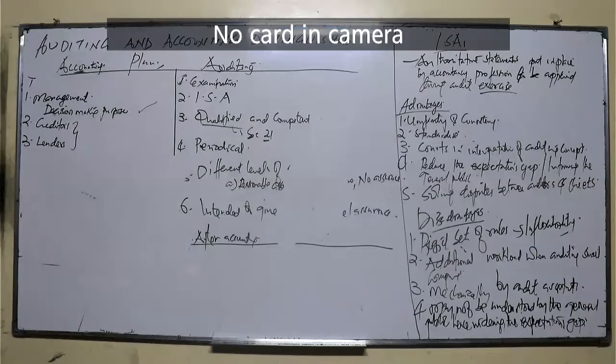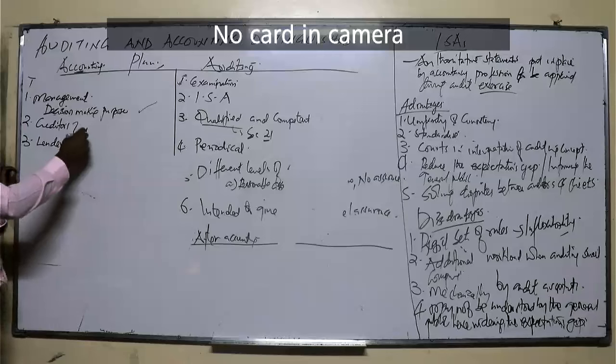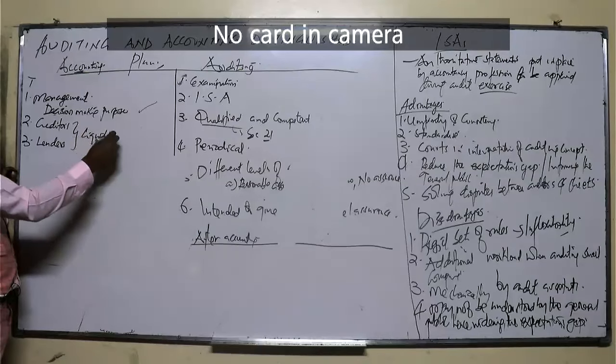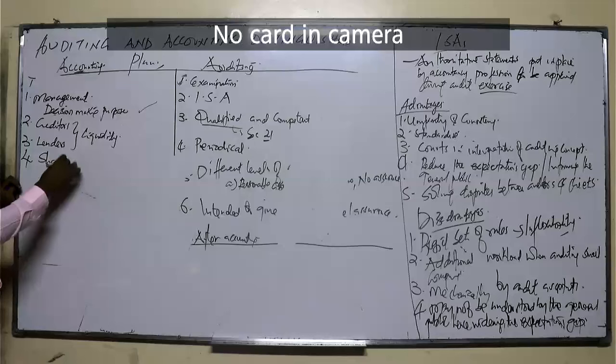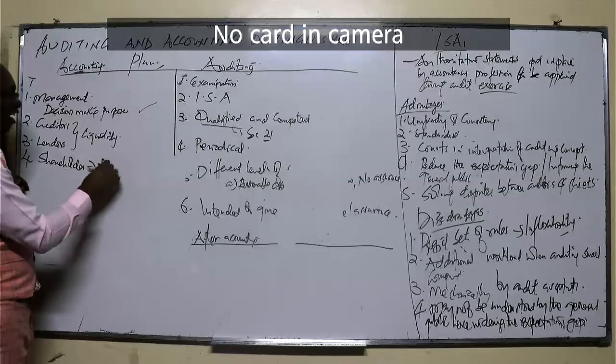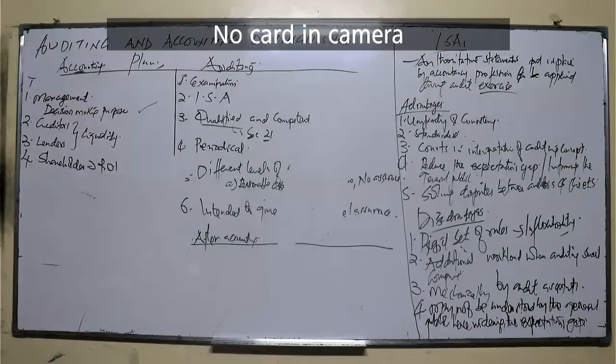Very good observation. So these two, the lenders and creditors, are interested in the liquidity of the client. Is the client in a position to pay for the goods supplied when they fall due? Is the client in a position to repay the loans and the accruing interests as and when they fall due? So they have the same interest about the ability to pay the loans. Number four, you have mentioned shareholders. What's the interest of shareholders? ROI, under ratio analysis. ROI was return on investment.